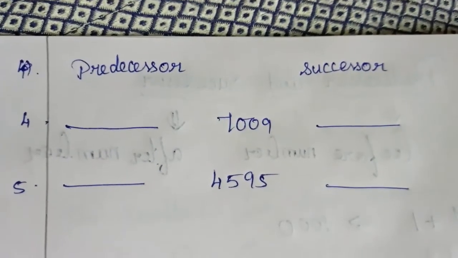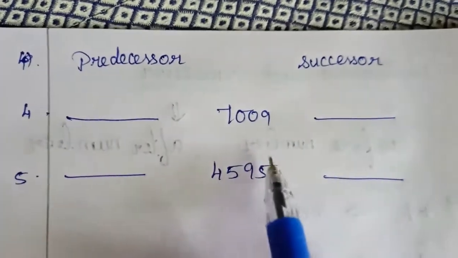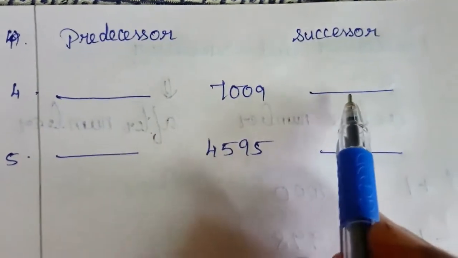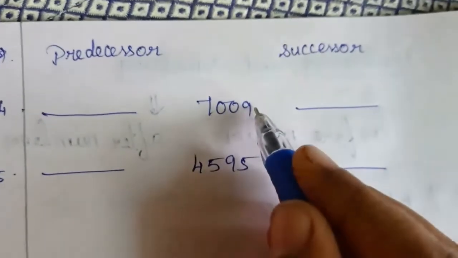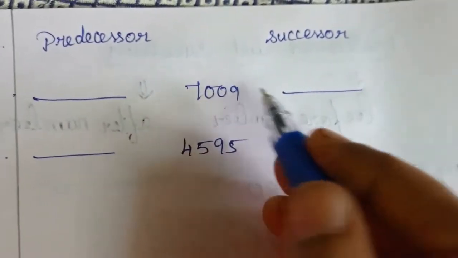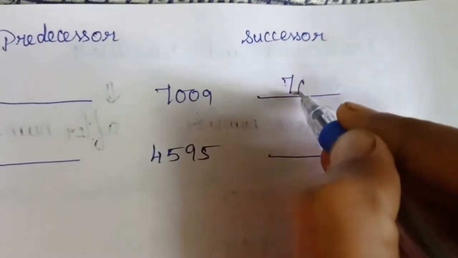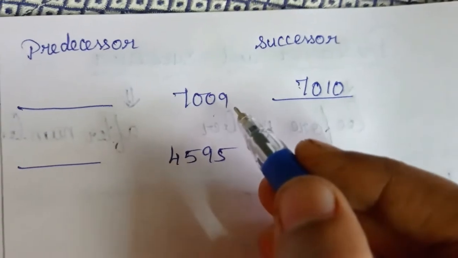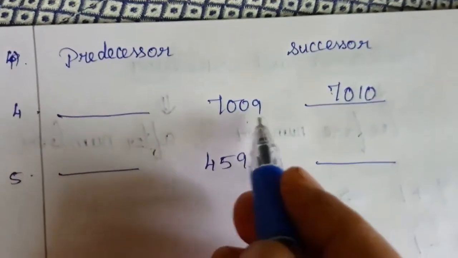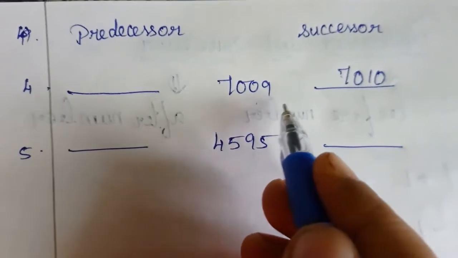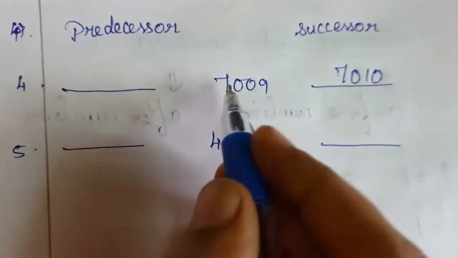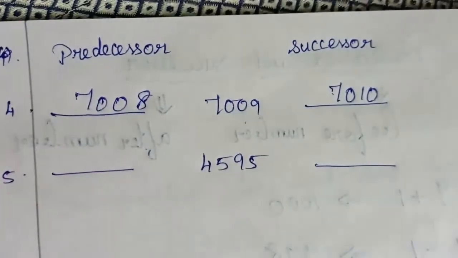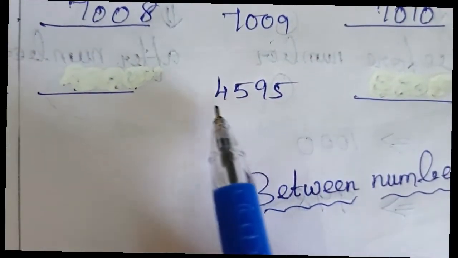Children, let's do the next question, that is 7009. Now let's find the successor of this number. Just add 1 to this number. So you can get 7010. This is the successor of 7009. And find the predecessor of this number. Subtract 1 from this number. So you can get 7008.